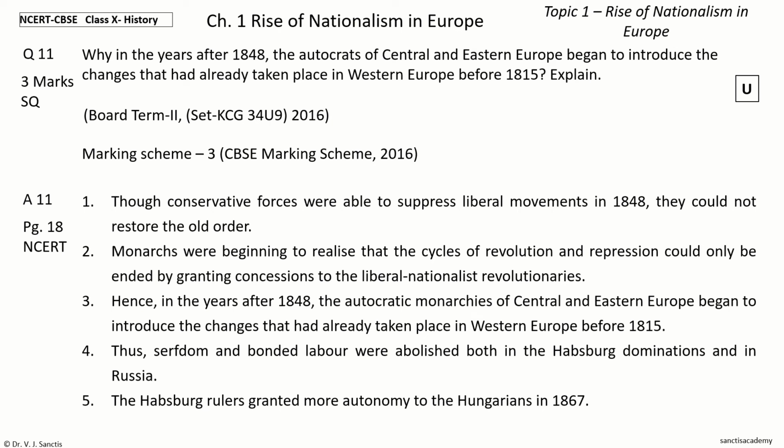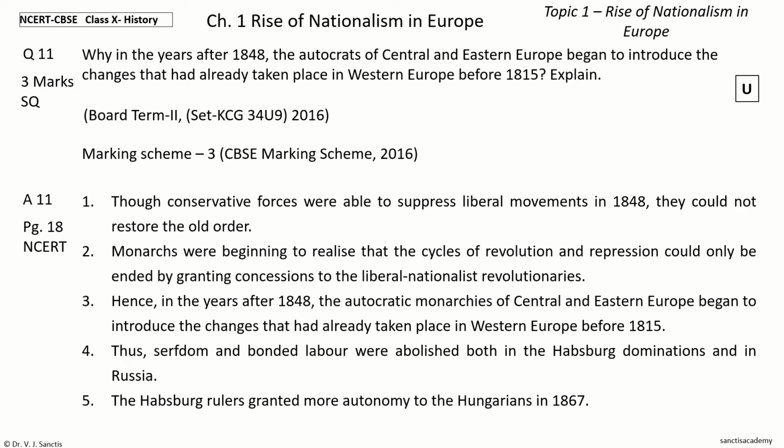This is a short answer question for 3 marks. Why in the years after 1848 did the autocrats of Central and Eastern Europe begin to introduce the changes that had already taken place in Western Europe before 1815? This question was asked in the 2016 board exam. The marking scheme is 3 marks, so 3 points, 1 mark per point that you write. The answer can be found at page 18 of the NCERT text.